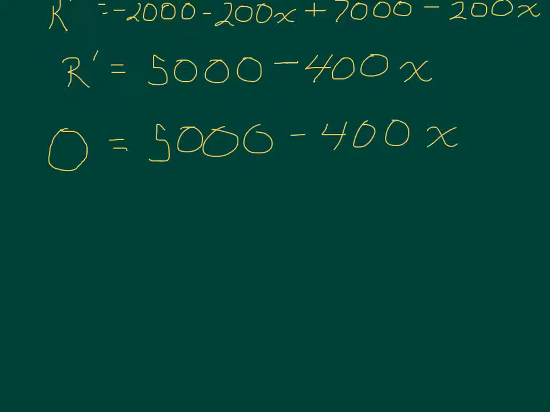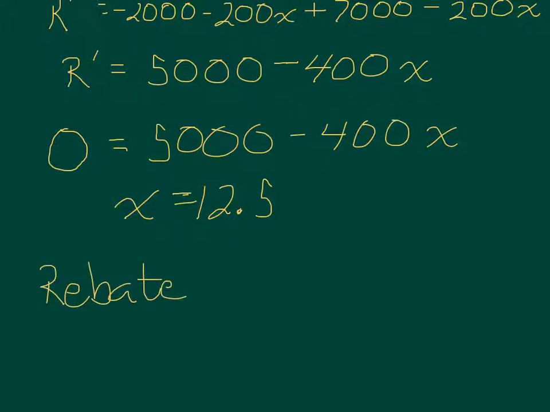A little algebra will tell me that x will equal 12.5. Now, remember that x was the number of changes that we made to the rebate, not what the rebate actually was. So what this means is our rebate will probably be a maximum when we make 12.5 changes of $10, or we give a rebate of $125.